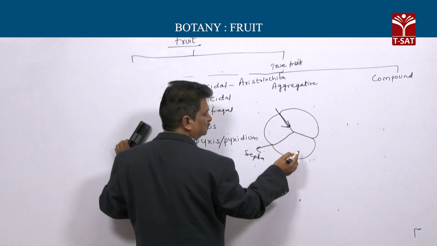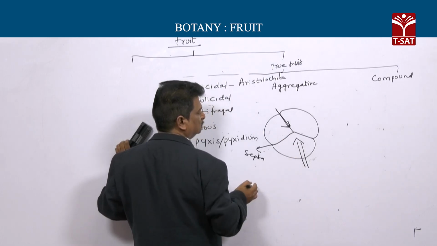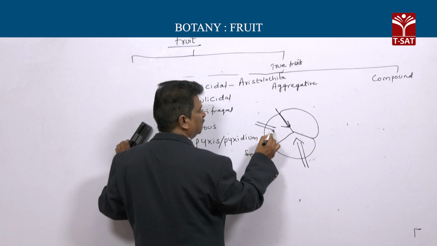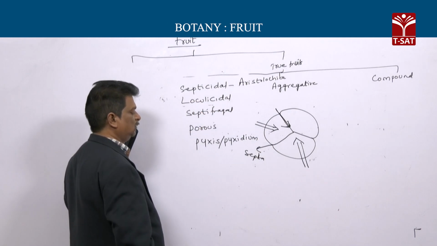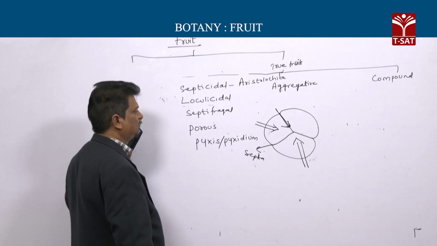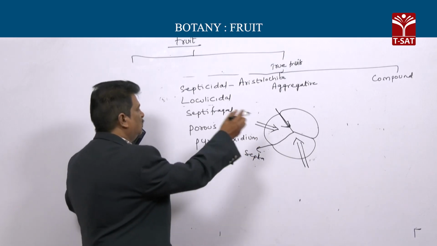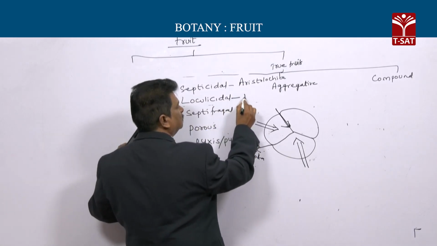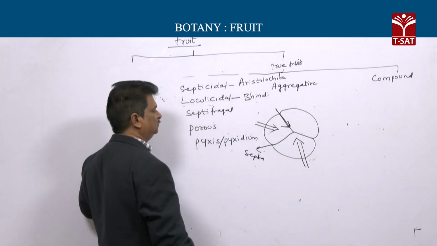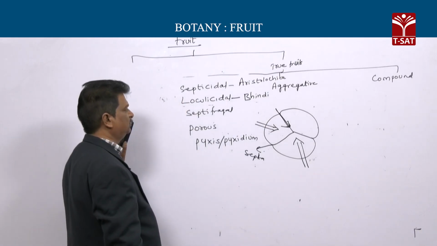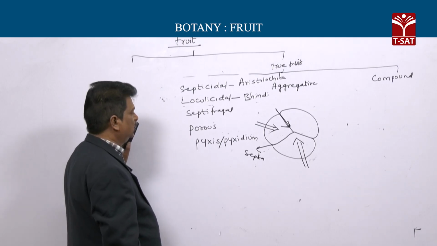Then second one, loculicidal type of capsule. Loculicidal. Here, fruit wall breaks in the middle part of the locule, called a loculicidal capsule. Example, Bhendi, scientific name is Abelmoschus.